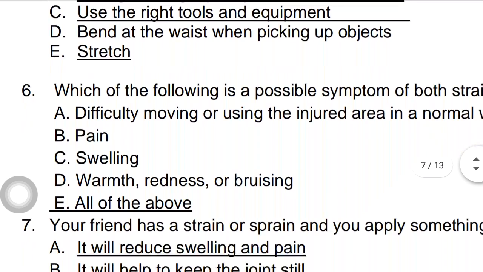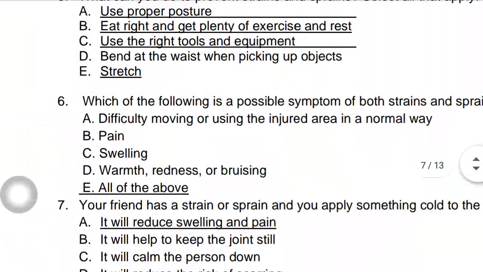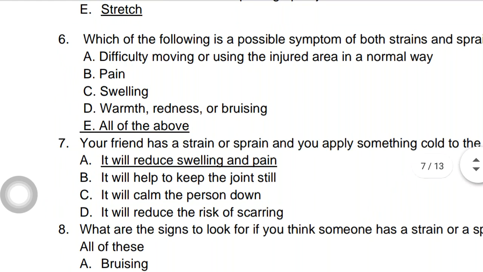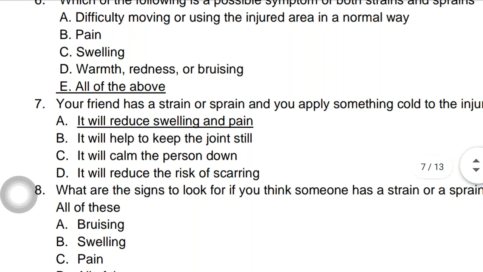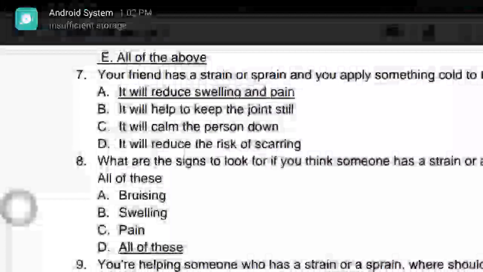So, which of the following is possible symptom of both strains and sprains? So, kanitanan mo ni sila ang mga symptoms sa sprain og strains. Next, your friend has a strain or sprain and you apply something cold to the injury. How does this help? Oh, so again, no.